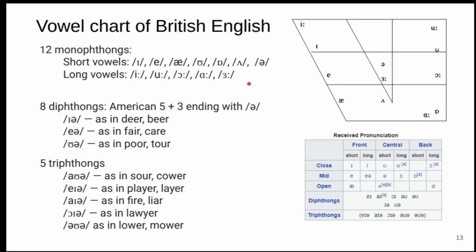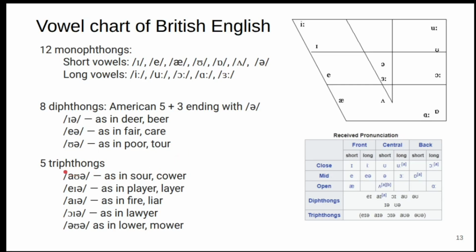What about diphthongs? British English has 8 diphthongs. Along with the 5 American diphthongs, these 3 are considered diphthongs in British English. Ear, as in dear, beer. Air, as in fair, care. Ur, as in poor, tore.